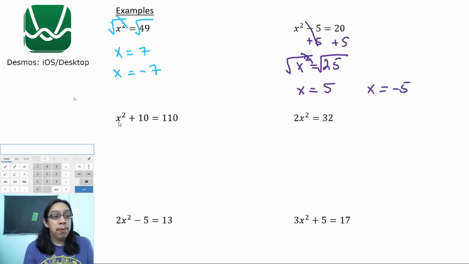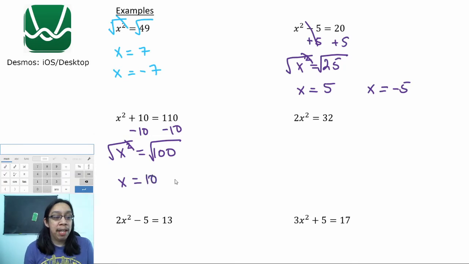Same kind of question. We have x squared plus 10 equals 110. X squared is not completely by itself, so let's go ahead and fix that. We can fix that by subtracting 10 on both sides. That's leaving us with x squared equals 100. And now to solve this problem, again what we're going to do is take the square root of both sides. This simplifies out. We have x equals square root of 100 is going to be positive 10. And we also have to consider that x can also be equal to negative 10. There's a pattern here. We're always getting two answers, one positive, one negative. Let's go ahead and keep going.